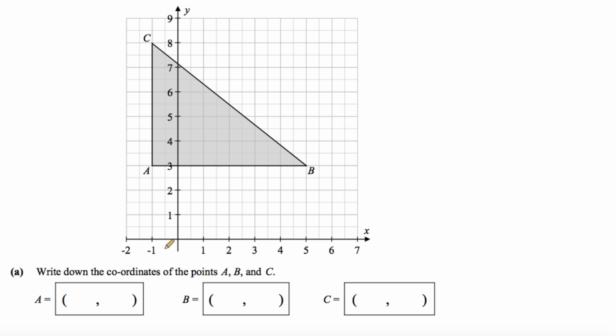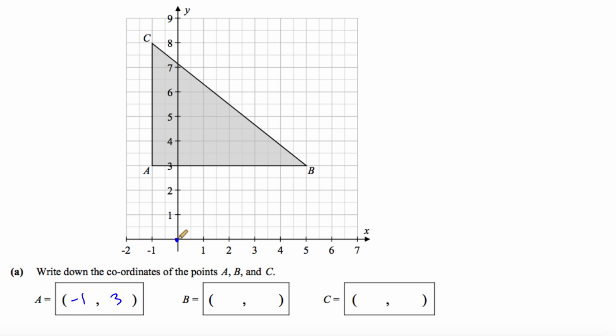Okay, so for finding the coordinates we're always starting at the origin, the point 0, 0. That's the origin. So from here, how do we get to A? Well, we always move left or right first, or across. So we go left minus 1, and then up to the 3 on the y-axis. So it's minus 1, 3.